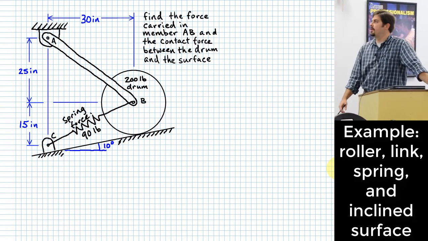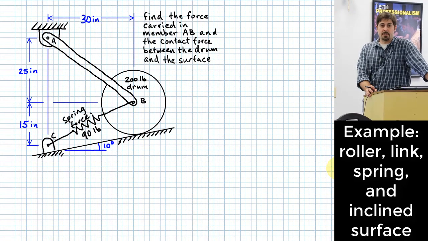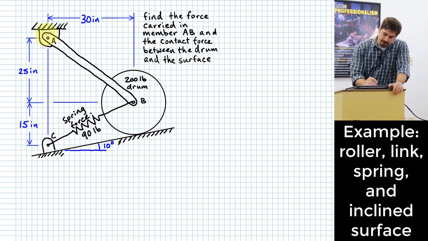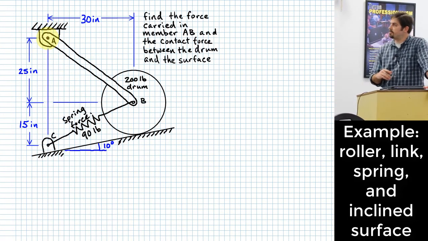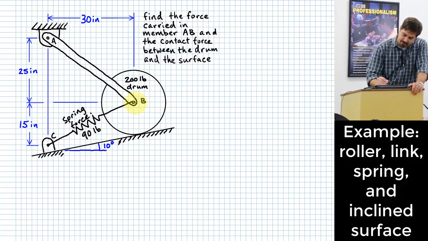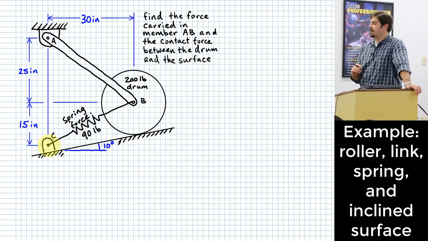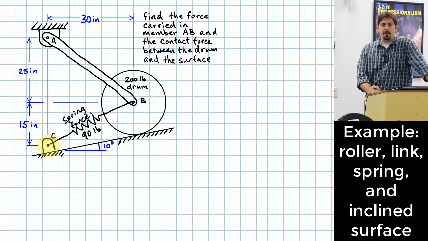We have a drum that weighs 200 pounds. The drum rests on a sloping surface, right? The slope of the surface is 10 degrees elevated relative to horizontal. Okay? Right here. This height from the center of the drum up to where this link is connected at the top is 25 inches, and it's 15 inches from the center of the drum down to where this spring is connected. Okay? And the spring is carrying 90 pounds of force.